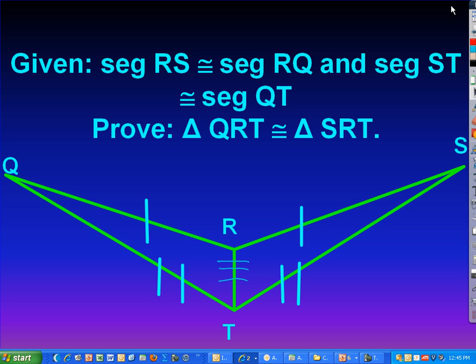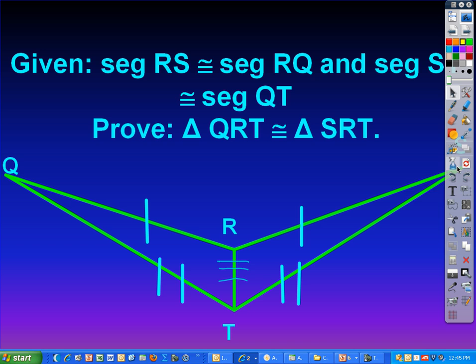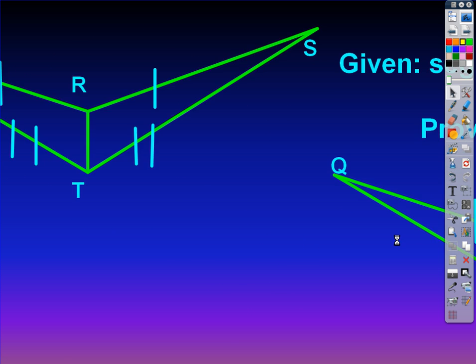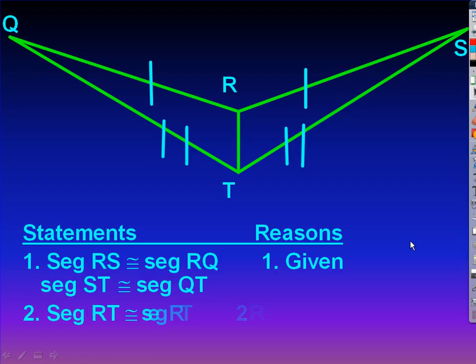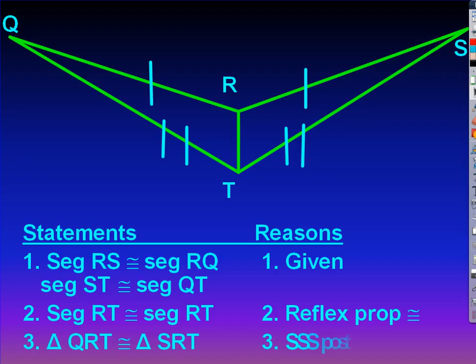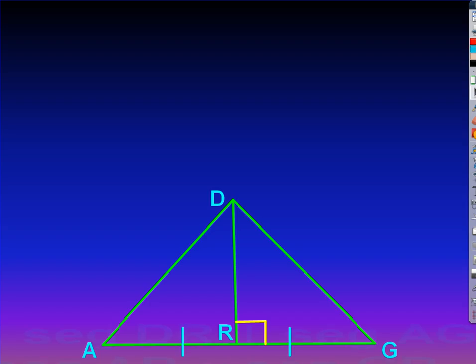Okay, so back to business here. If we want to look at how this one would show up as a proof, we got the given stuff. Segment RT is congruent to itself by the reflexive property of congruence. And then what's the final answer? Side, side, side. Yeah. Three sides of one triangle congruent to three sides of another triangle. So the triangles are congruent.